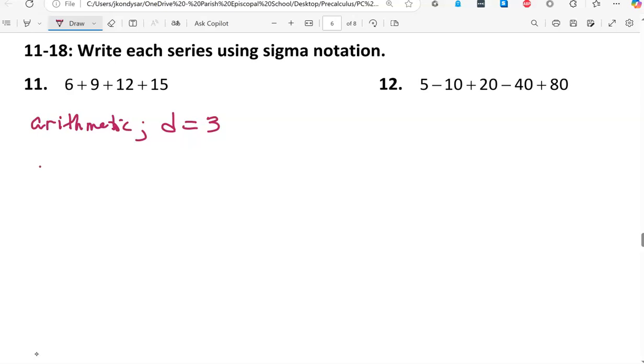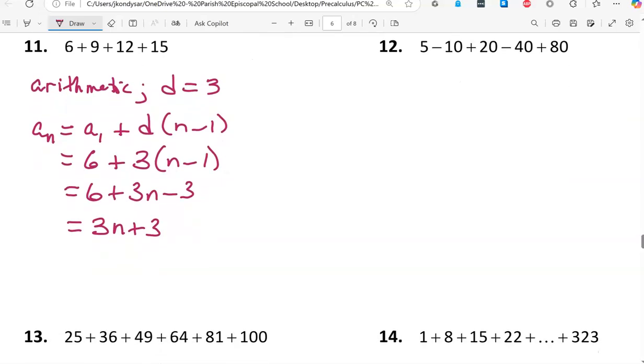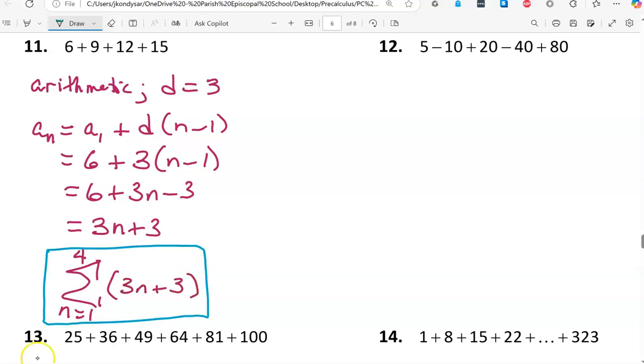In those cases, a sub n, the general term, is always equal to the first term plus the common difference times n minus 1. Our first term is 6, and our common difference is 3. And so if we simplify this expression, 6 plus 3n minus 3, that's going to give us 3n plus 3 for the general term. Since there are 4 terms, this is written as the summation as n goes from 1 to 4 of the general term 3n plus 3.